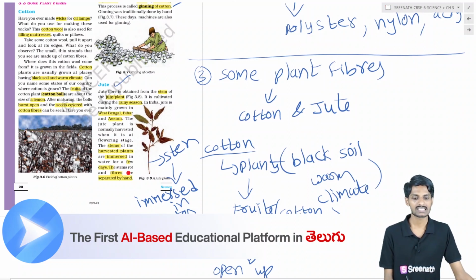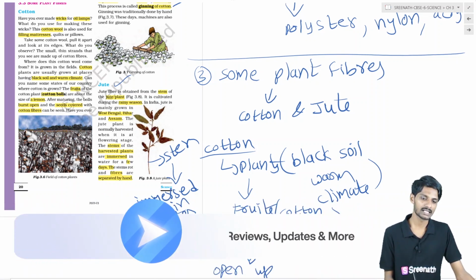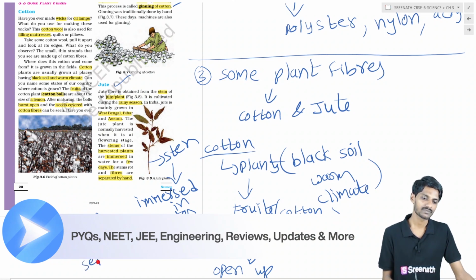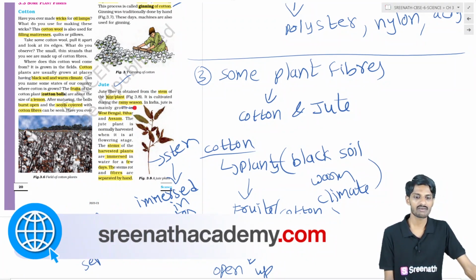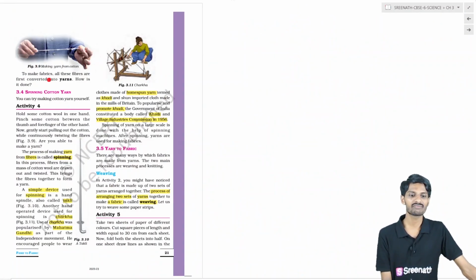Okay, after that the stem rots and fibers are separated by hand. So after being immersed in water, fibers are separated by hand itself. In this way fibers are separated from the jute plant. Basically they come from the stem, and the jute plant grows effectively in the rainy season, in the areas of West Bengal, Bihar and Assam. To make fabrics, all these fibers are first converted into yarns.